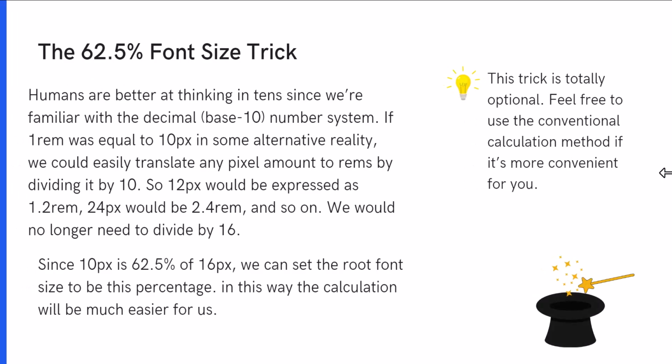Humans are better at thinking in tens. Since we are familiar with the decimal-based 10 number system, if 1 rem was equal to 10 pixels in some alternative reality, we could easily translate any pixel amount to rems by dividing it by 10, right? So 12 pixels would be expressed as 1.2 rem, 24 would be 2.4 rem, and so on. We would no longer need to divide by 16.